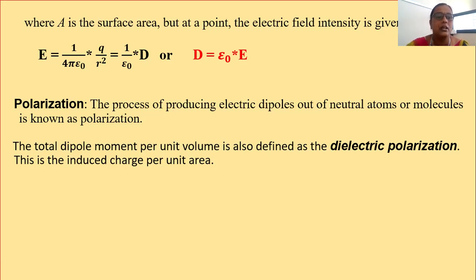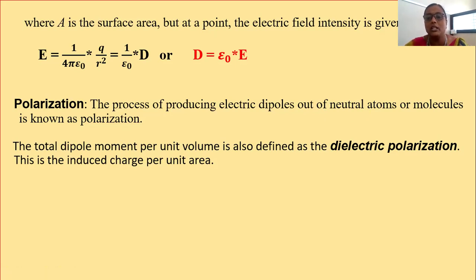So what is the basic definition of polarization? The process of producing electric dipoles out of neutral atoms. We know that a neutral atom means the number of positive charges is equal to the number of negative charges. That is why it is a neutral atom. So when we apply an electric field to that neutral atom, what will happen?